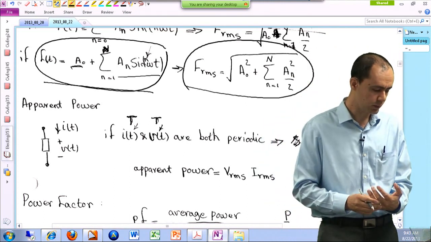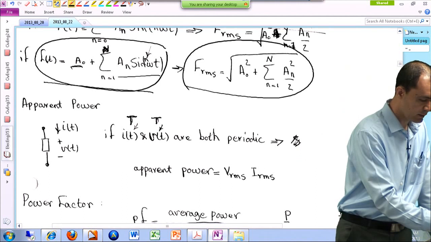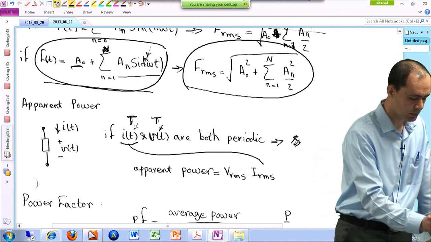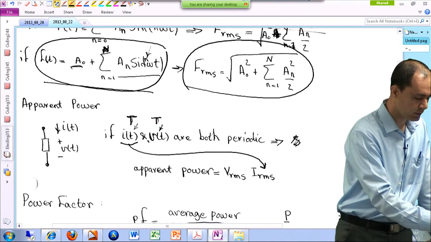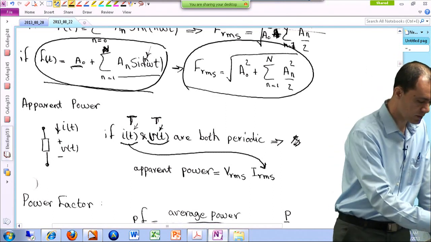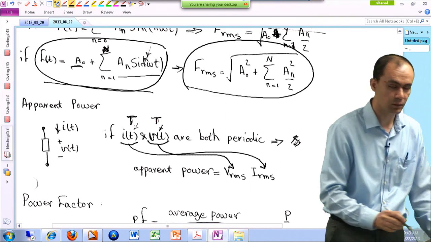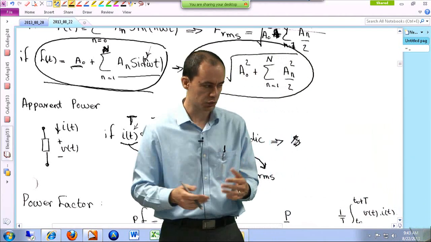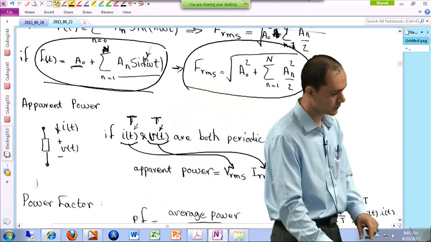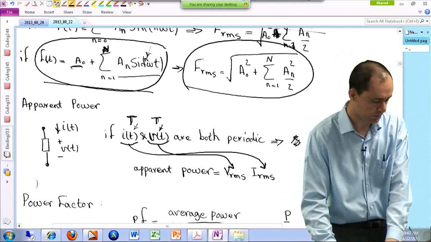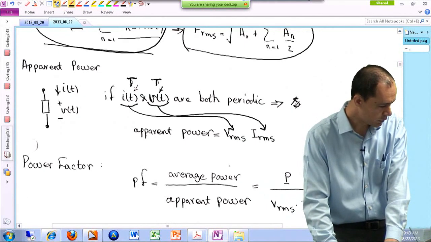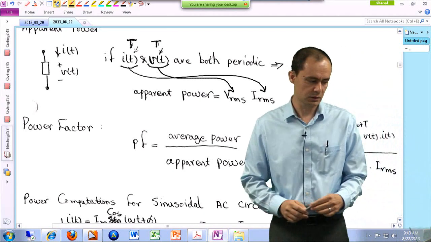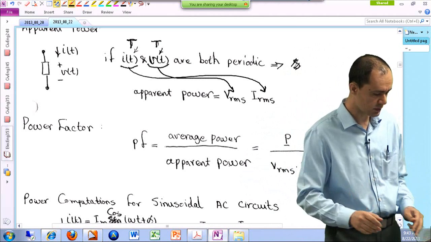The apparent power would be: I have to look at the current signal, find its RMS value, put it here, and look at the voltage signal, find its RMS value and put it here, and then multiply them by each other, and that would be the apparent power associated with this particular component. So it's basically just a definition. Where do we use this apparent power? Most of the time we use it when we want to look at the power factor of a particular element or a source in the system.